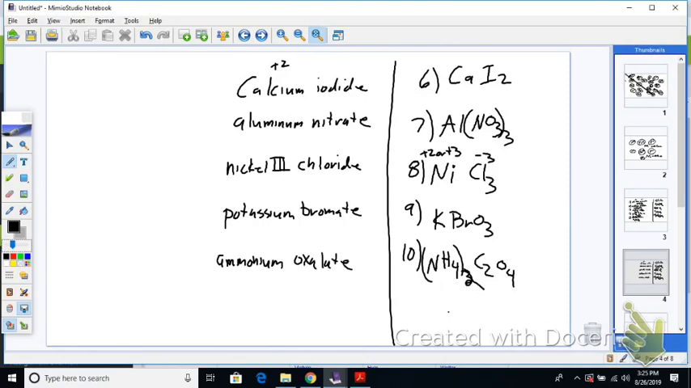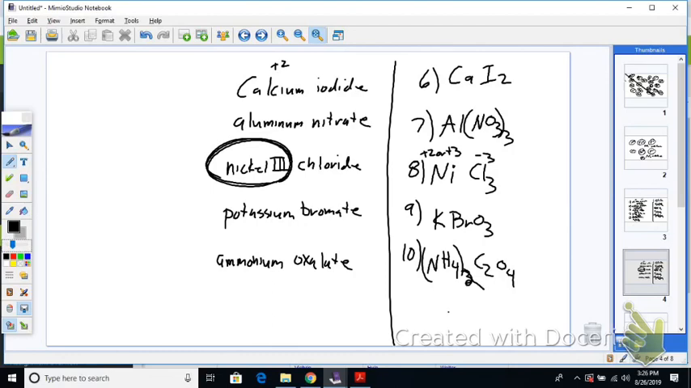And that's it. So the ones you have to be really concerned with that are going to give you issues are these ones that have Roman numerals. If you realize that there's 2 charges to pick from, you have to find out what charge it is and use that as your Roman numeral, okay, when you do it.